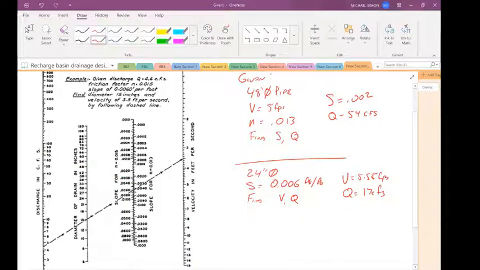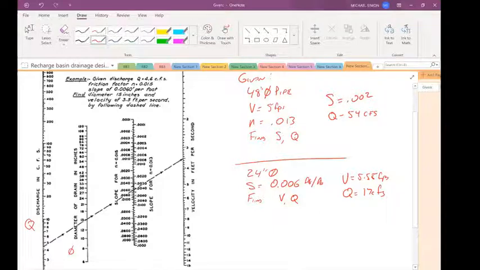So on this nomograph, your first column is Q. Your second column is your diameter. And this is actually the true size diameter of the pipe, not a hydraulic radius or anything like that. So you just plug in what your diameter is in inches.